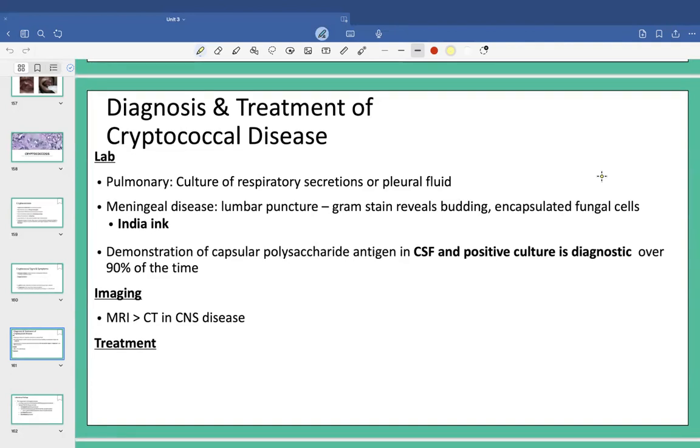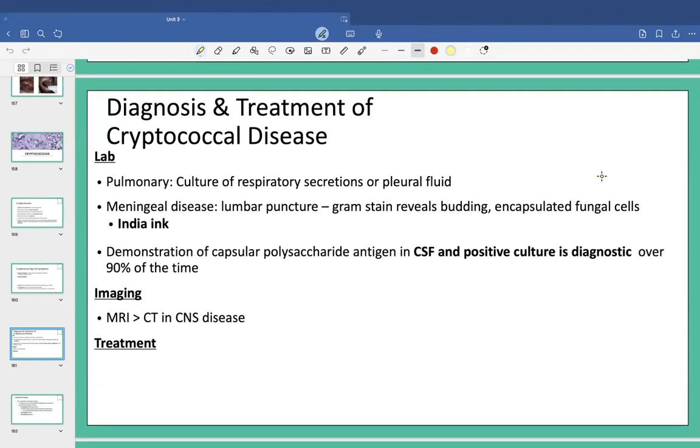Diagnosis and treatment. In pulmonary disease, the diagnosis is made by a culture of the respiratory secretions or the pleural fluid. In meningeal disease, a lumbar puncture is preferred. And on that lumbar puncture, it's going to show a budding encapsulated fungal cell. Those are going to be key words when you're reading your stems. Lumbar CSF revealed a budding encapsulated fungal cell. Or it could say India ink.